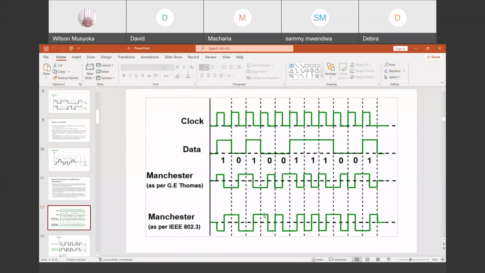And you move to the 0. Because it is a 0, there is going to be that transition like that. If it is a 1, no transition is taking place. And then we continue like that. Is that clear?